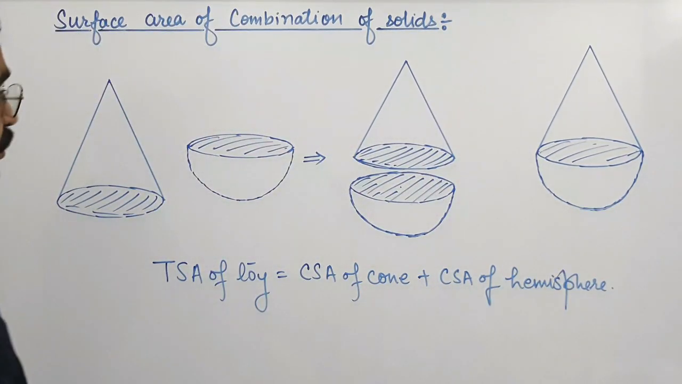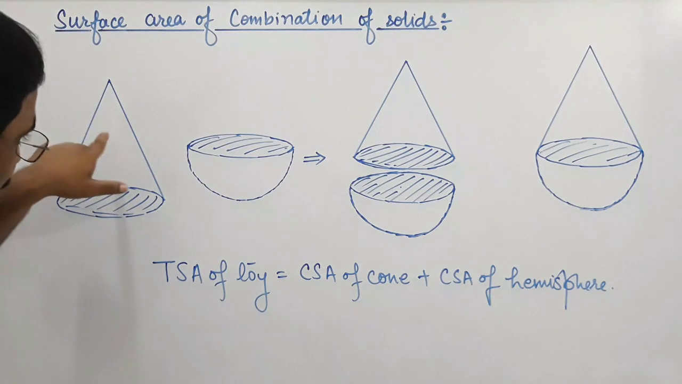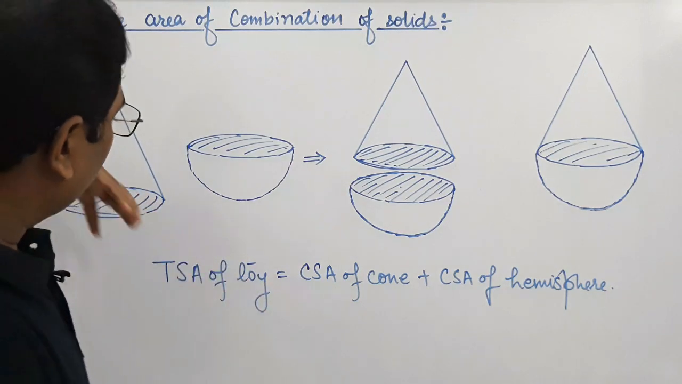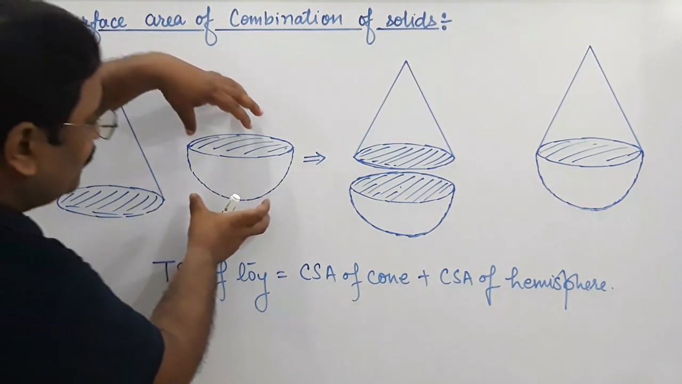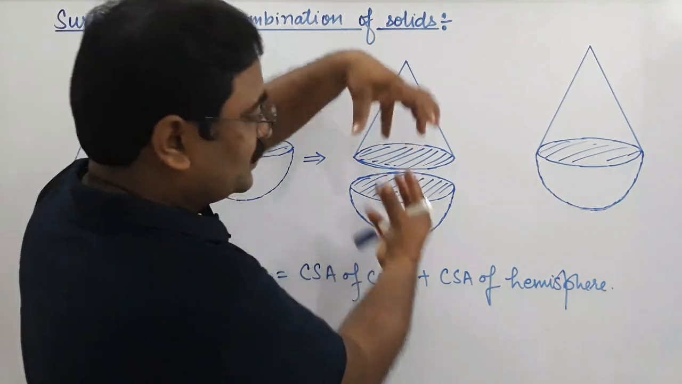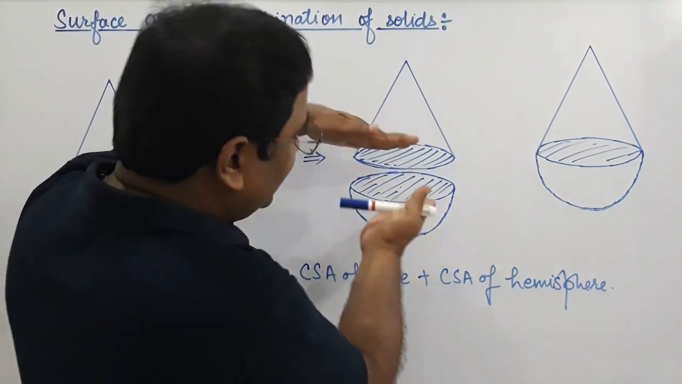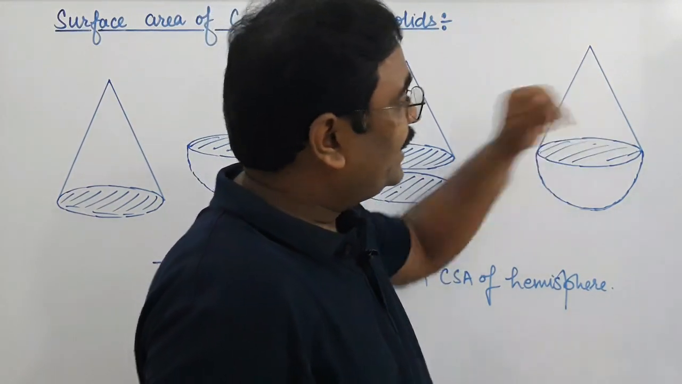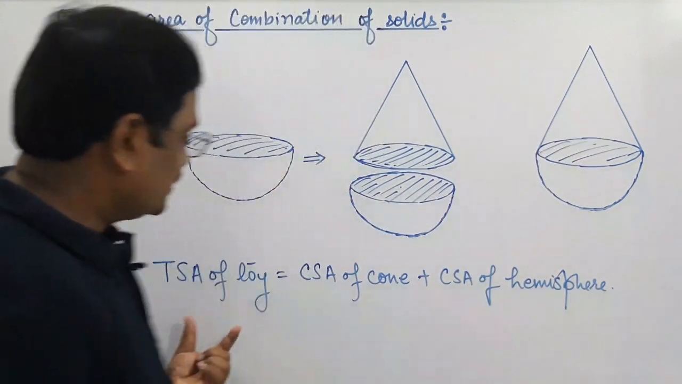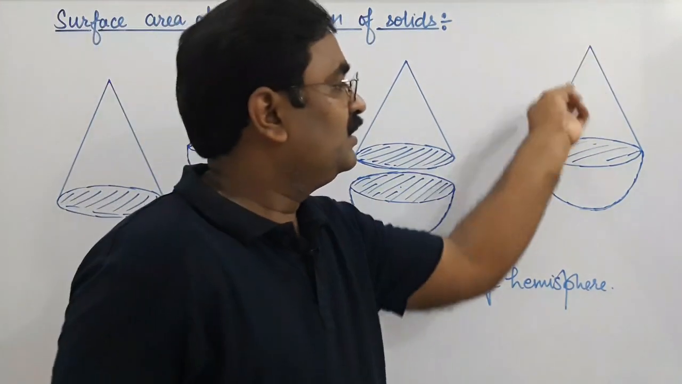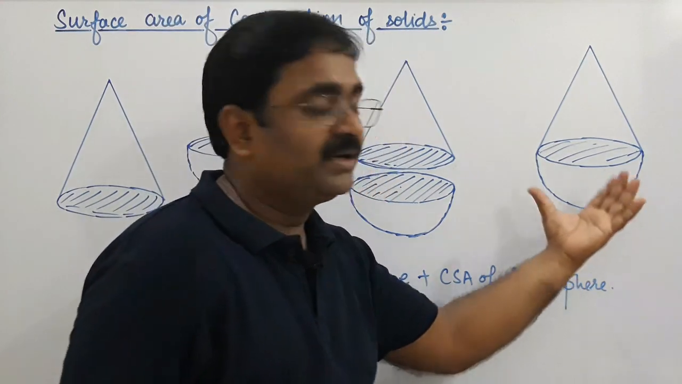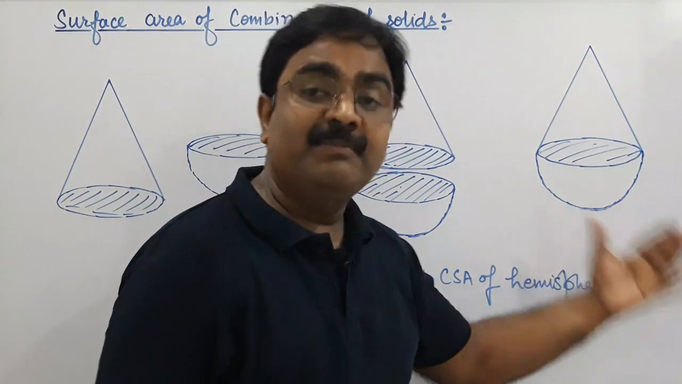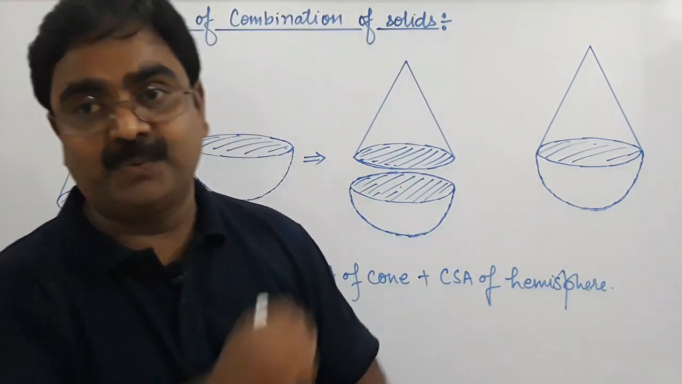once again you are going to make a toy with the help of a cone and a hemisphere. When you put this cone at the top of this hemisphere, you will get this situation, and after sticking it you will get this complete toy. And the total surface area of this toy is equal to the curved surface area of this cone plus curved surface area of hemisphere. You know that the curved surface area of cone is pi r l and curved surface area of hemisphere is equal to 2 pi r square.